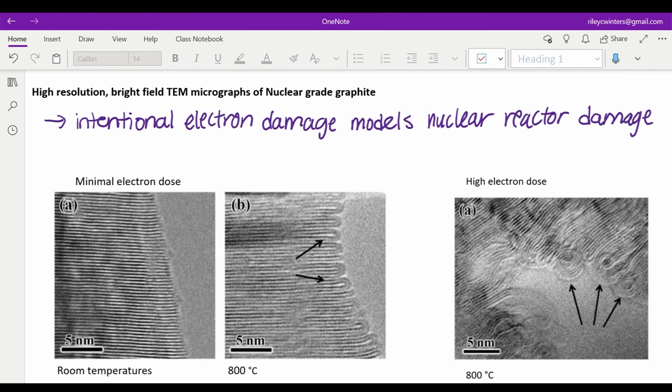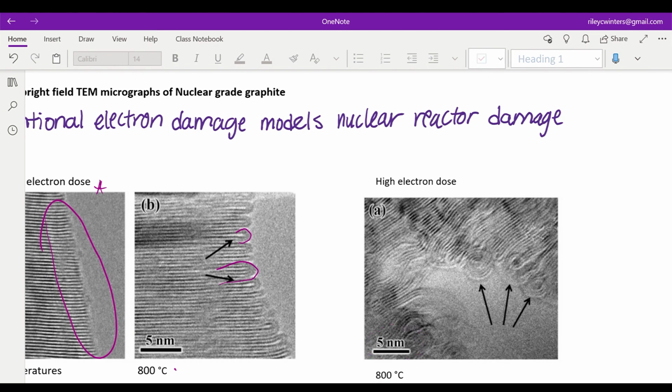The micrographs below were produced by the authors of this study using high resolution TEM. High resolution allows them to achieve a very small scale, 5 nanometers, in analysis, which allows a better understanding of what's going on at the atomic level of the material. The left two images received a minimal electron dose, and in image A, at room temperature, you can see very little damage in the carbon structures. Image B was done at 800 degrees Celsius, and there is some swelling in the basal planes as well as some curling. On the right side, we have an image that was produced on samples that received a high electron dose.